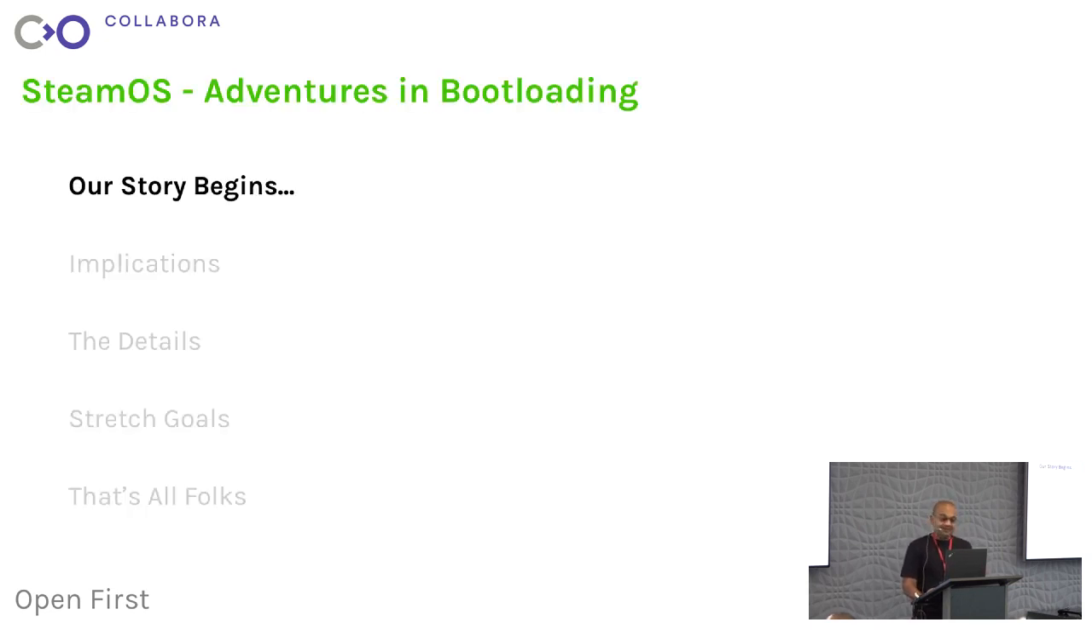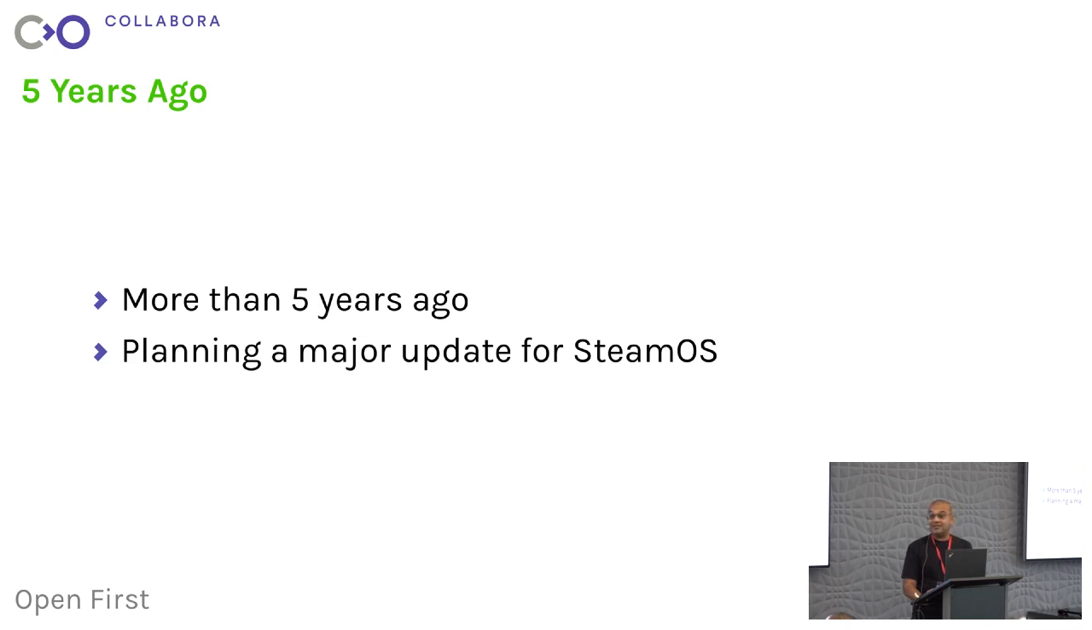So our story begins more than 5 years ago. I actually checked the first commit on the bootloader, and it was 5 years ago tomorrow. I know I did a couple of months of research before that, so we'd been talking about it before then. But we'd been planning a major update for SteamOS. It had been stagnant for a while. We hadn't really done anything with it, but we were looking at major changes we wanted to make. You know, a big step, not just a small evolutionary change to it.